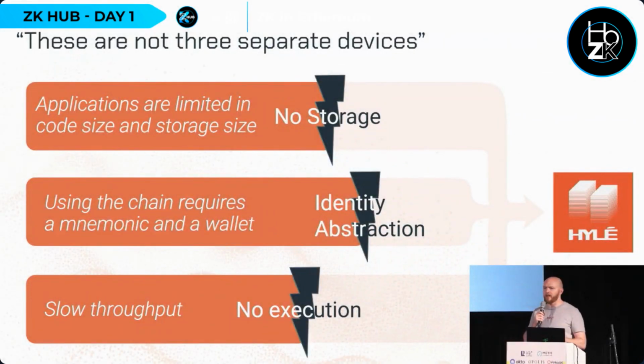The first is that applications, smart contracts, are limited in code size and storage size. The solution to that is essentially to just not do any storage on chain. The second thing is that if you want to use the chain, it requires you, even with account abstraction, to have a mnemonic like the 24 words, and you have to install a browser extension, or you have to have a ledger device. The solution to that problem is something we call identity abstraction. And the third problem is that you have slow throughput, and the solution to that is to simply not do any kind of execution. So how do you actually do that?